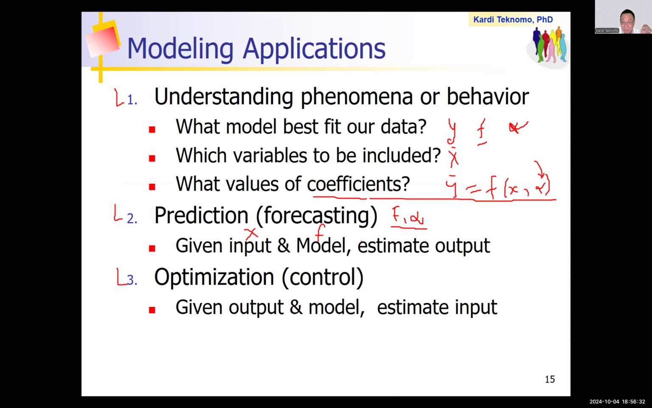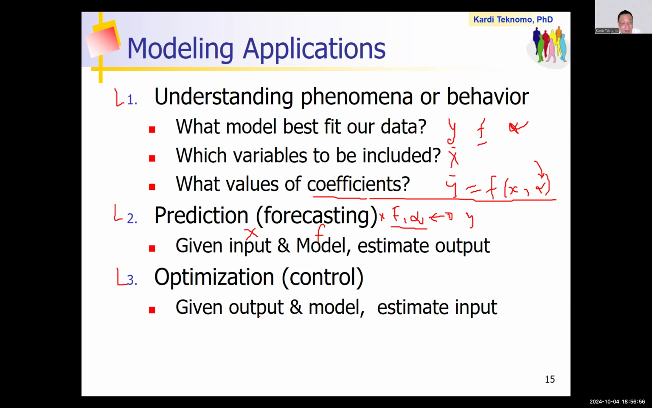So the assumption is your function, your model, does not change. Your calibrated parameter does not change. Then you want to get, if I know the input x, what will be the output y? Do you understand?